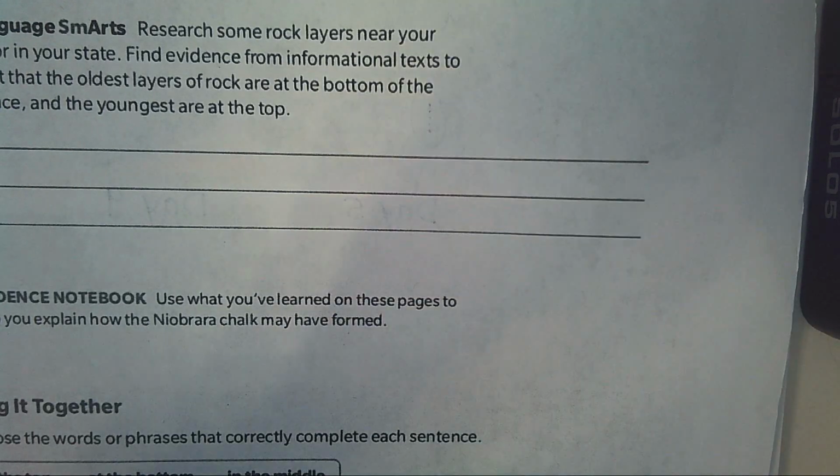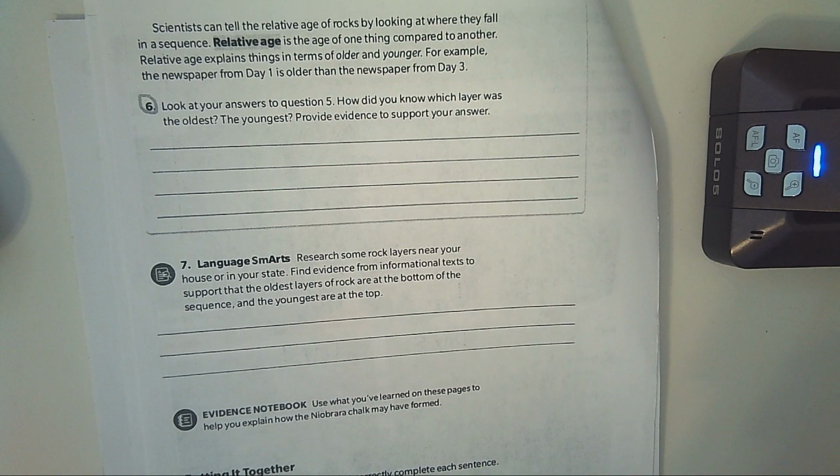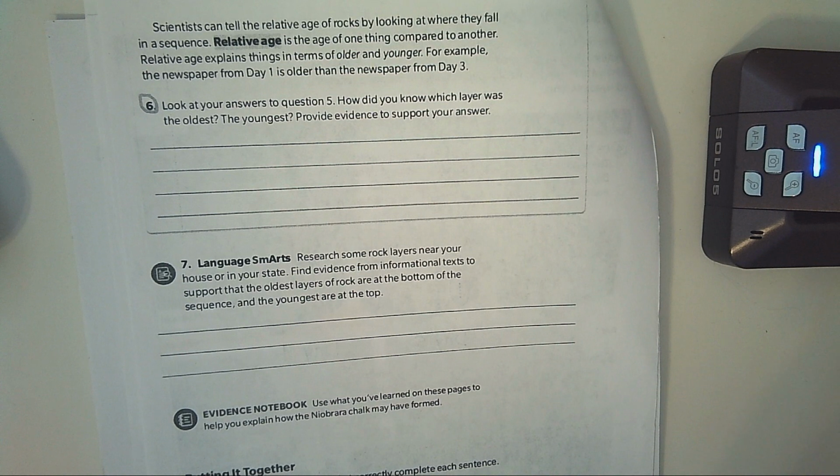And we're going to talk a little bit more about relative age using the newspapers. Scientists can tell the relative age of rocks by looking at where they fall in a sequence. The sequence means looking at the layers from the bottom to the top. Relative age is the age of one thing compared to another. Like I said, determining the relative age of a human, you can compare that human to other humans.